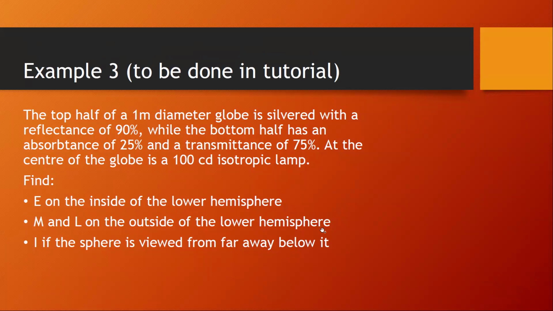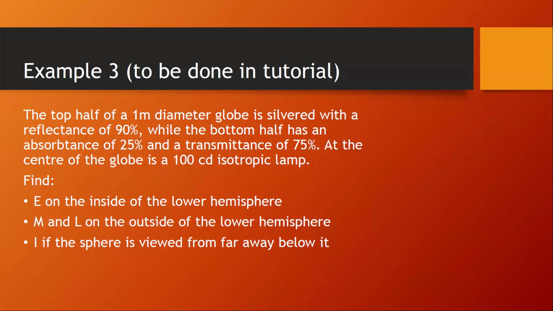Example 3: the top half of a 1 meter diameter globe is silvered with a reflectance of 90%, while the bottom half has an absorptance of 25% and a transmittance of 75%. At the center of the globe, you have a 100 candela isotropic lamp. You see it, notice that term, isotropic, popping up everywhere. You want to find E, M, L, and I in different locations.